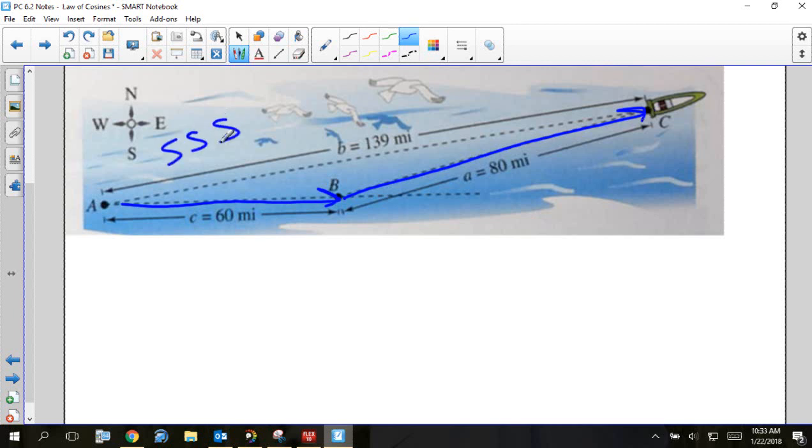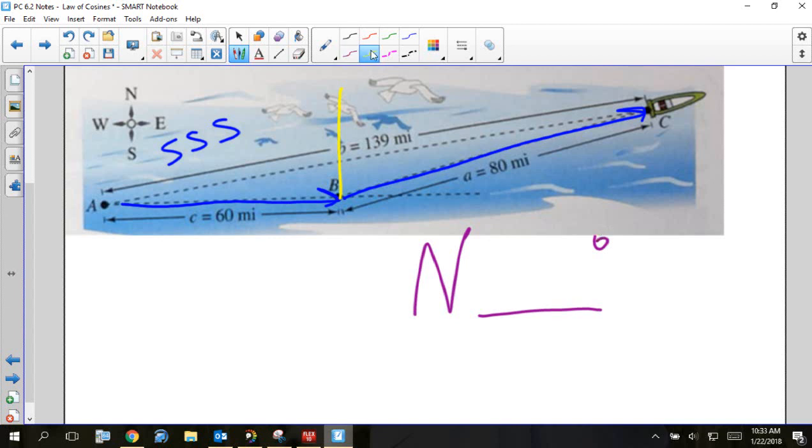Side, side, side. Now it says we need to find the bearing from B to C. So when we're finding the bearing, we're going to either start with north or south. So you say, from B to C, am I going north or south? North. So that's going to be my initial side, north. So when I'm writing my final answer, it's going to be N something degrees, and then we've got to find the other direction it goes.